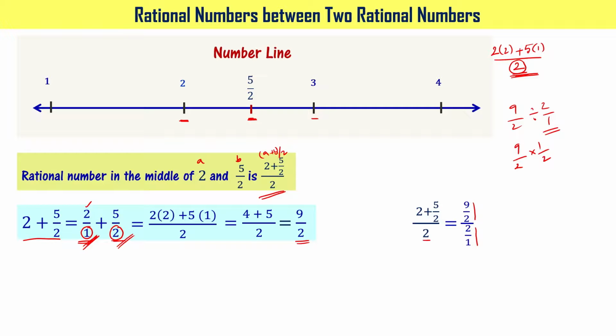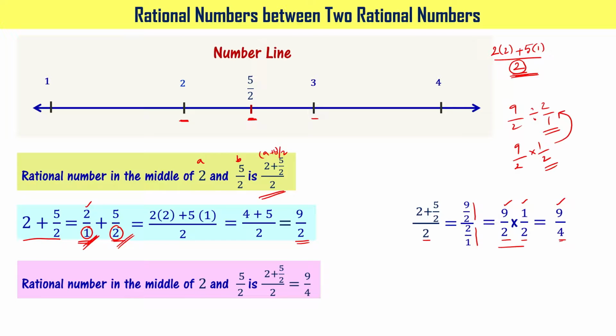Instead of dividing 9/2 by 2/1, I'm going to multiply 9/2 with 1/2, which is the multiplicative inverse of 2/1, right? Let's write that. 9/2 divided by 2/1 equals 9/2 into 1/2. So multiply the numerators, 9 times 1, you have 9, and multiply the denominators, 2 times 2, you have 4 as the denominator. So 9/4 is the answer, right? The rational number in the middle of 2 and 5/2 is 9/4.